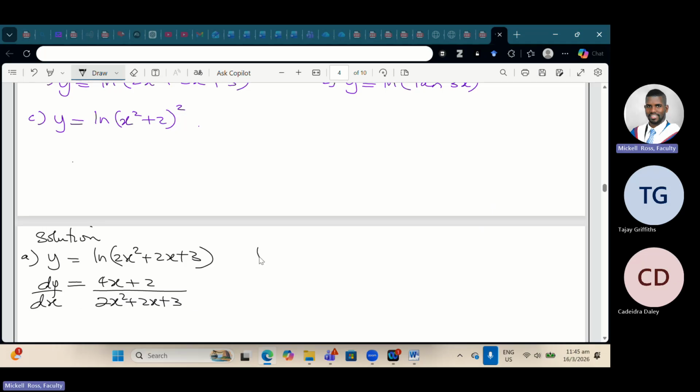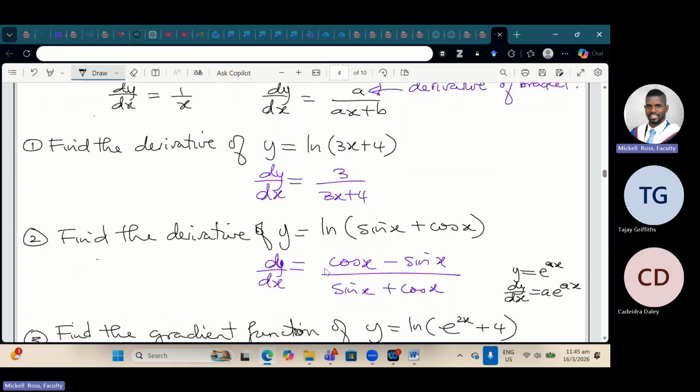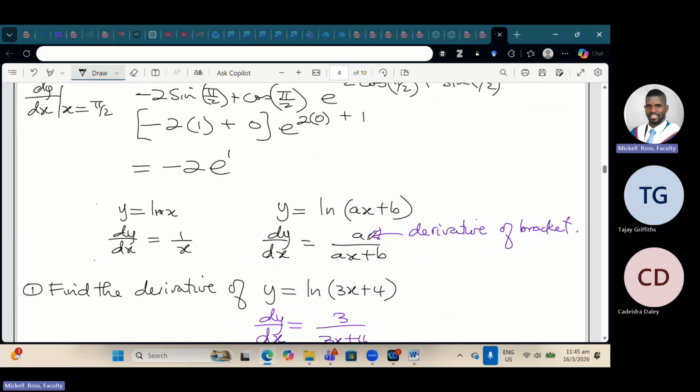Sir, why is it only the 2x squared at the top for the numerator? How come you add 2? Now remember, notice what we said up here. So that's why we write it down. The rule says what is at the top is the derivative of the bracket. So whatever is in the bracket, when you differentiate it, that's the numerator. And then what is the bracket? That is the denominator. So you take the derivative of the bracket, and that is your numerator.